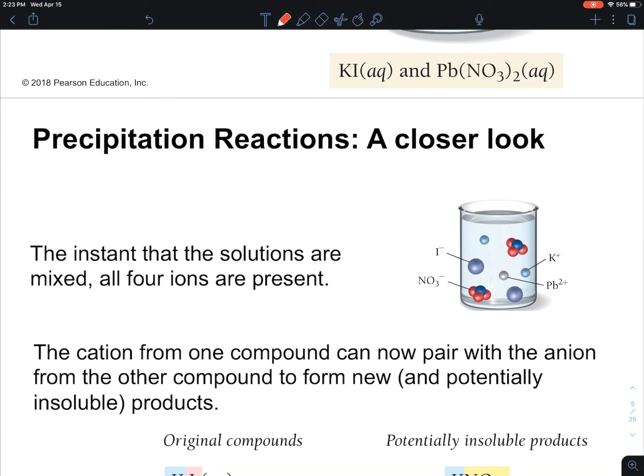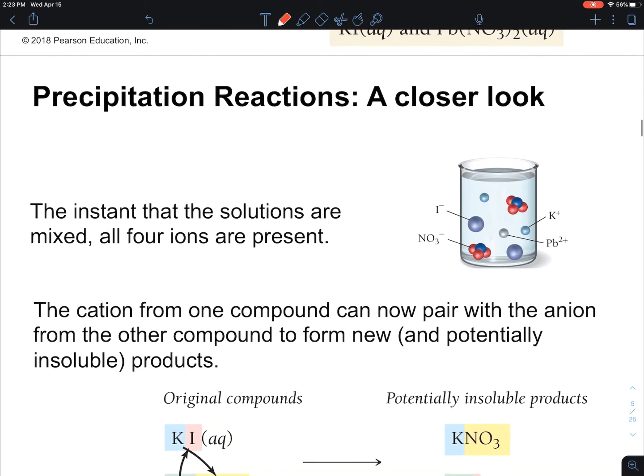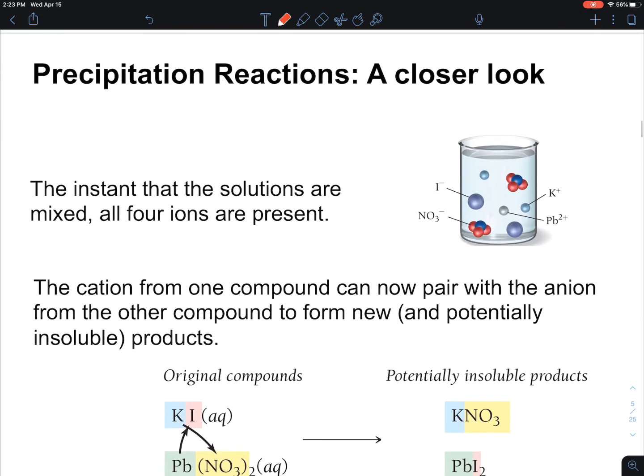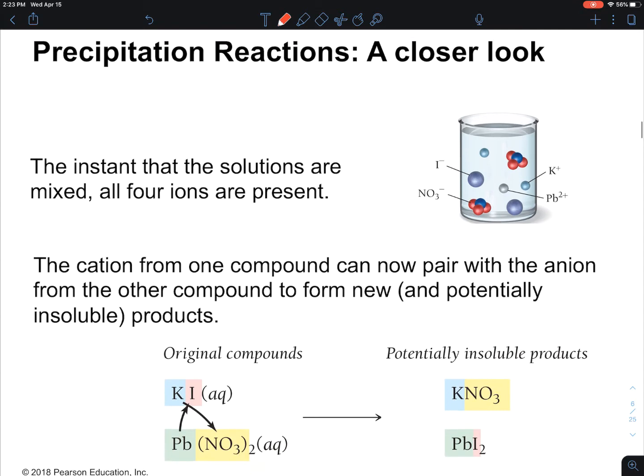Now what's going to happen is as soon as you mix these and all 4 ions are present, the ions will swap partners. They'll pair up with the opposite ion. So you look at your original compounds, you had KI and lead nitrate, right? That lead is going to pair up with the iodide to give you lead 2 iodide. The potassium is going to pair up with the nitrate to give you potassium nitrate.